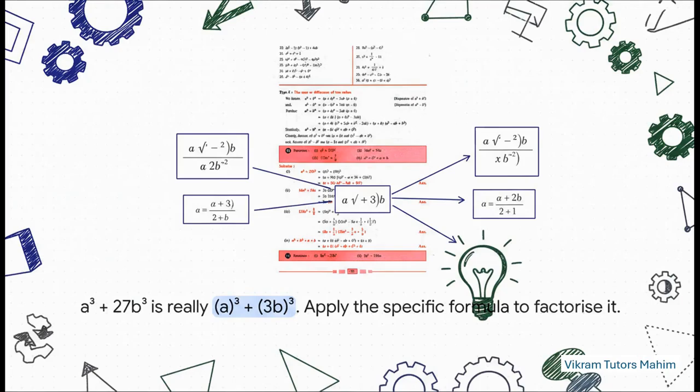And this just shows you how powerful this is. I mean, look at a cubed plus 27b cubed. That looks really intimidating, right? But all you have to do is recognize it for what it is. That's a cubed plus (3b) cubed. Once you see that, you just apply the formula for the sum of two cubes, and the factors basically just fall into place. It's awesome.